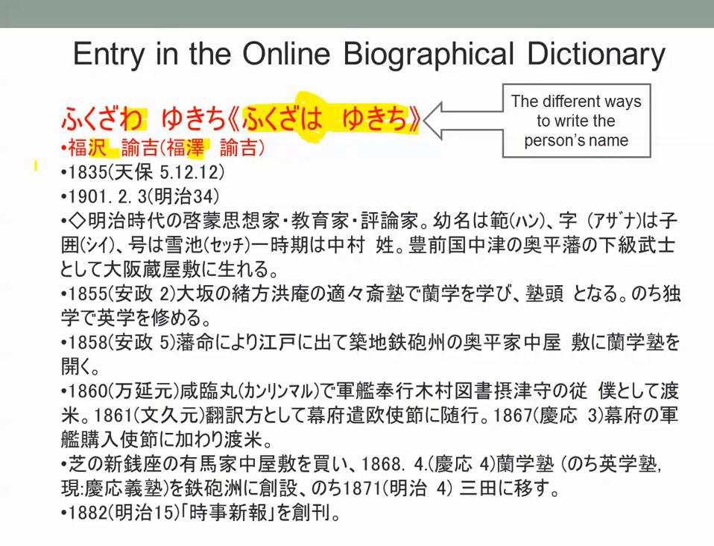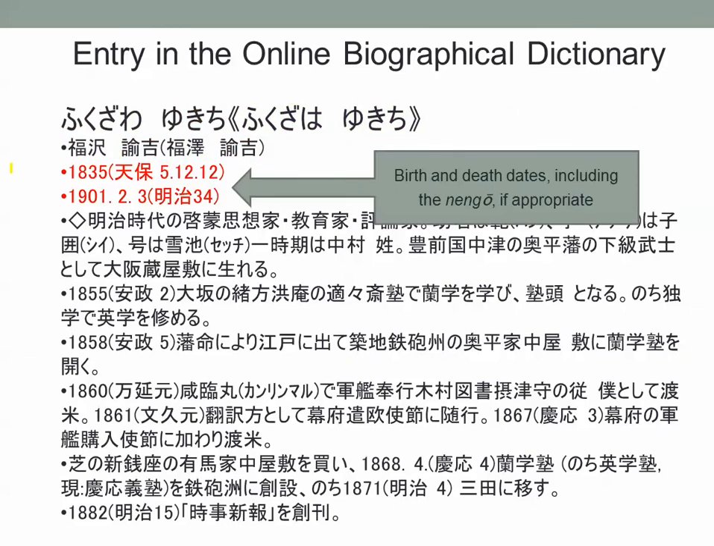Okay, the next bit of information that we get are birth and death dates, including the nengo, if appropriate. And in Fukuzawa Yukichi's case, the nengo is appropriate. He was born in the Tokugawa period, and so we're told he's born in 1835, which is Tempo here, and then the date. Okay.